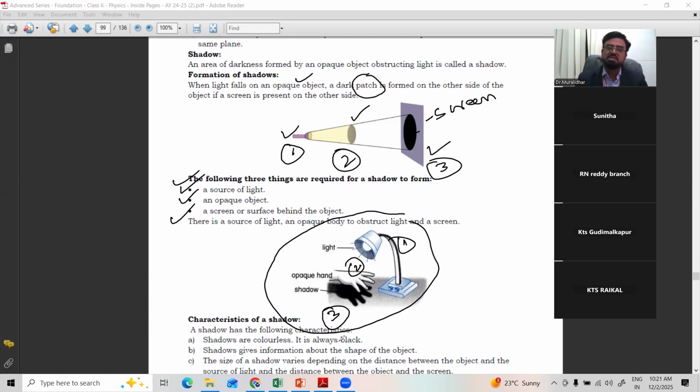Simple. Everywhere you can see the shadow. In our day-to-day life, at least so many times you can see. Why? Because of this. Whenever an opaque object comes in the path of light or obstructs the light, a shadow is formed in the form of darkness. Shadow is of the same color. There are no colors for shadow.